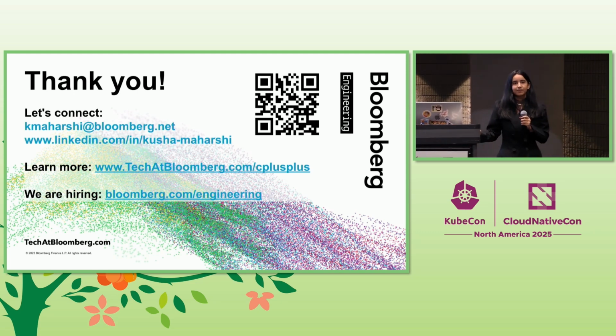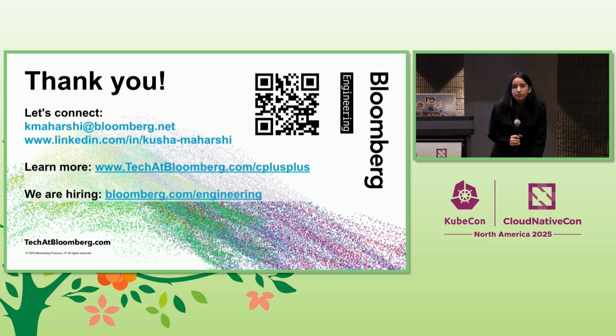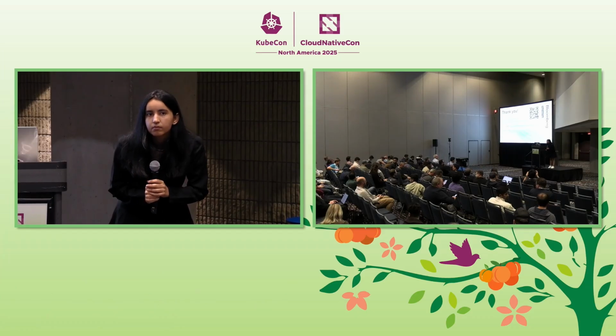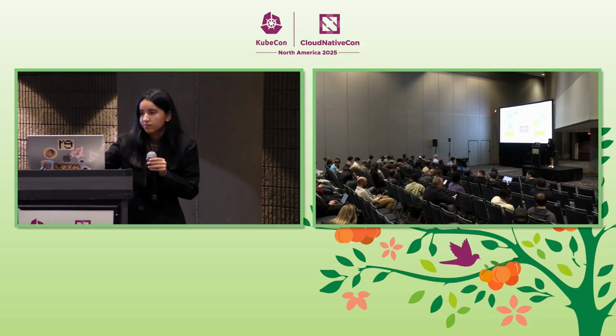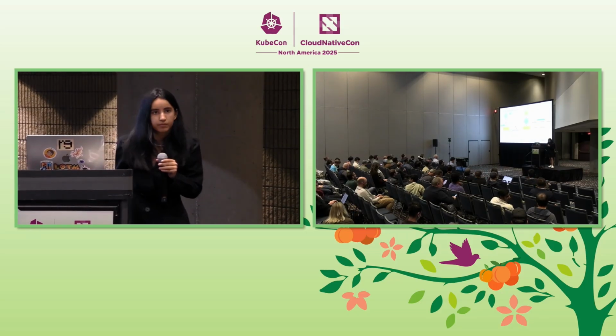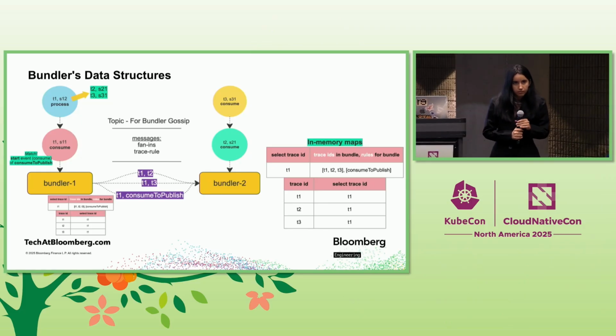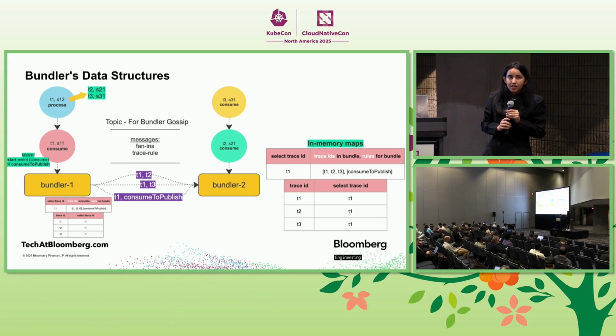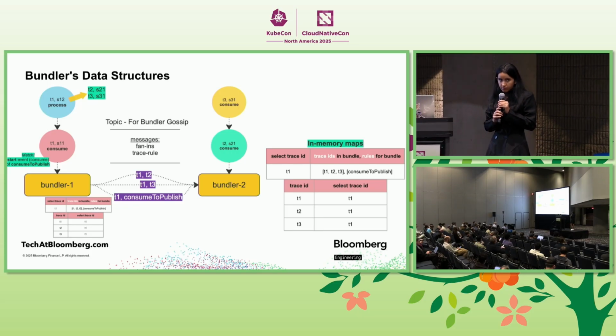Hi, thank you for the presentation. My question is in relation to the bundler memory map that you referenced. I'm assuming it's either running on a dedicated virtual machine or a pod. In either case, if it goes down, how do you manage state? Did you look into Redis as a separate thing that handles that memory?